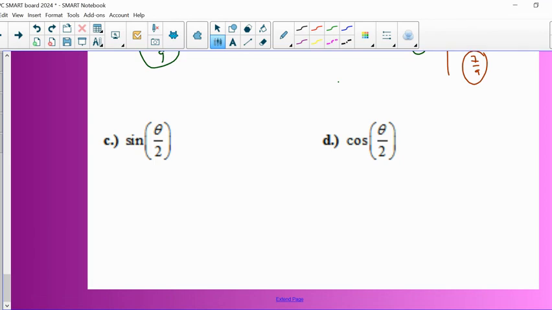You can either take a pause and do some of the double angles on the homework, or you could watch the next video, which we'll start looking at some of the half angle formulas.